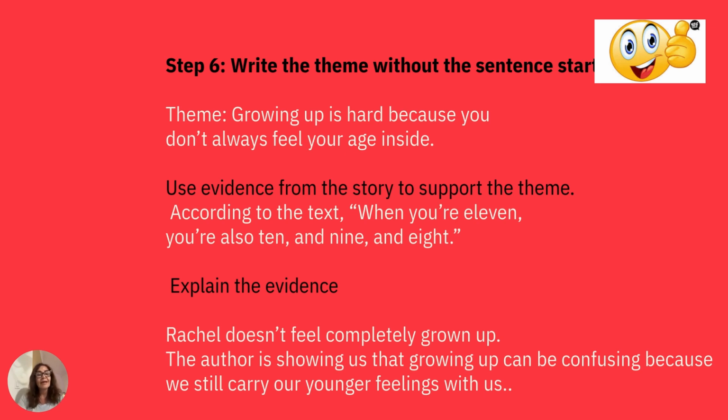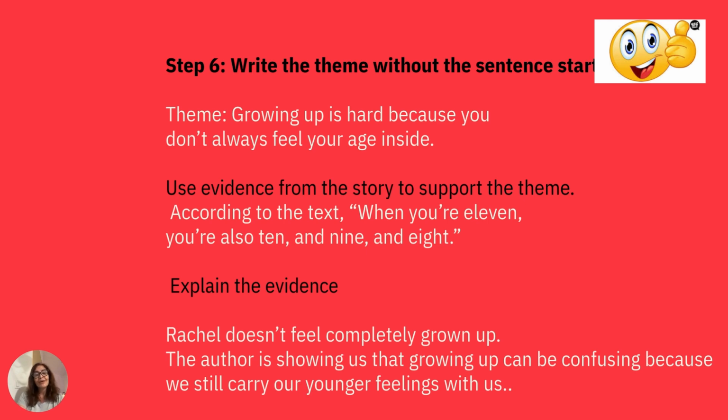So once I have my evidence, I move on to explaining the evidence. And this is very important. This is where I'm going to ask you to really stretch your brain a little bit because you're not going to get this from the book. This statement, the explanation of the evidence, is from your personal understanding of the evidence. So mine is the following: Rachel doesn't feel completely grown up. The author is showing that growing up can be confusing because we can still carry our younger feelings with us.